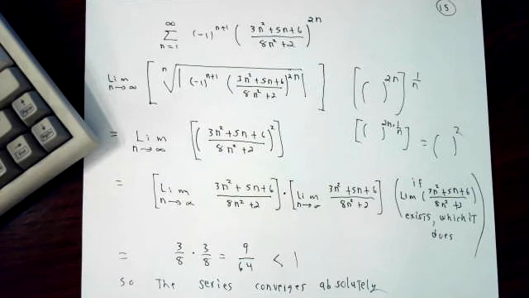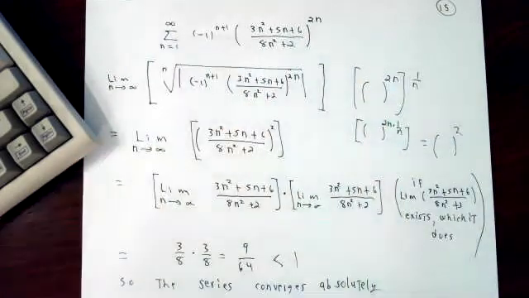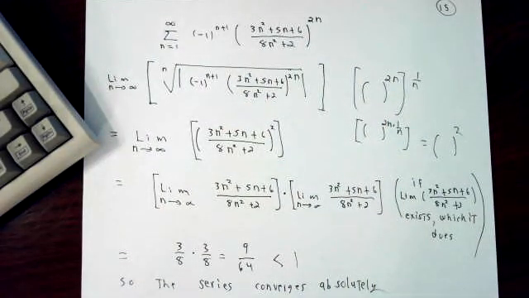We've talked about limits of rational functions like this, so I won't belabor the point. The individual limits here are both equal to 3/8. Multiply those together, 9 over 64, and that's less than 1. That tells me that my original series, not only does it converge, it converges absolutely, the strong kind of convergence that will let us rearrange any terms we feel like rearranging.